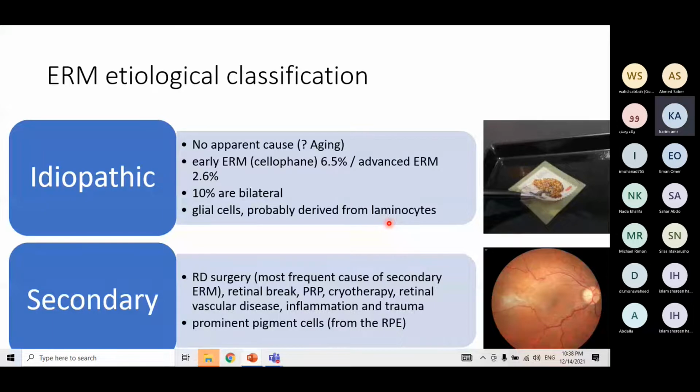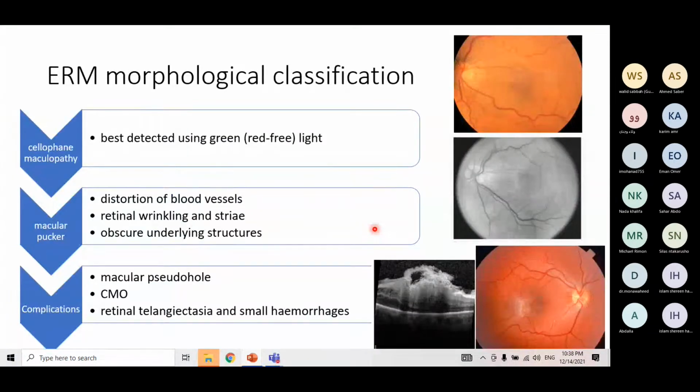Okay, so if we talk about the morphological classification, it's either a thin membrane, which is called cellophane maculopathy. It's as if there is a bit of cellophane paper on the retina, and on the OCT, it appears as a thin membrane on the inner surface of the retina. Or there is what we call a macular pucker, in which you find a whitish glial tissue that started to deposit on the surface of the macula. And on the OCT, you find that there is extensive glial tissue there.